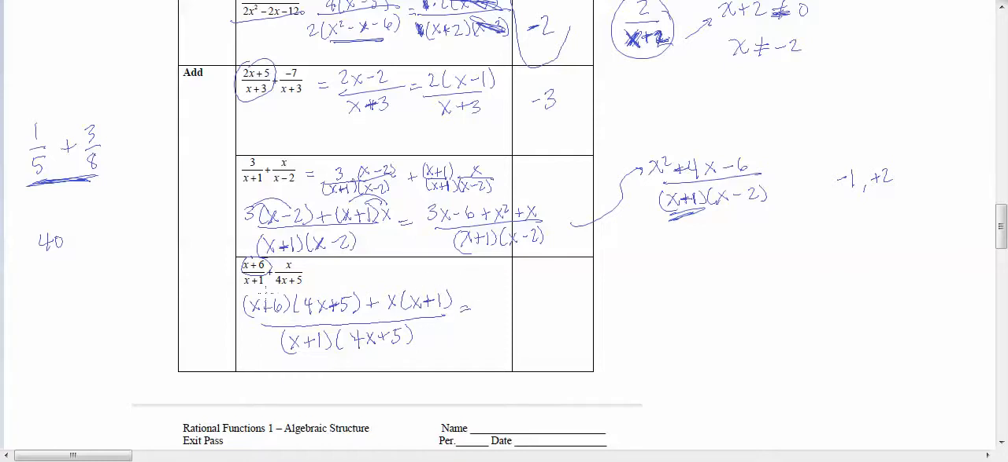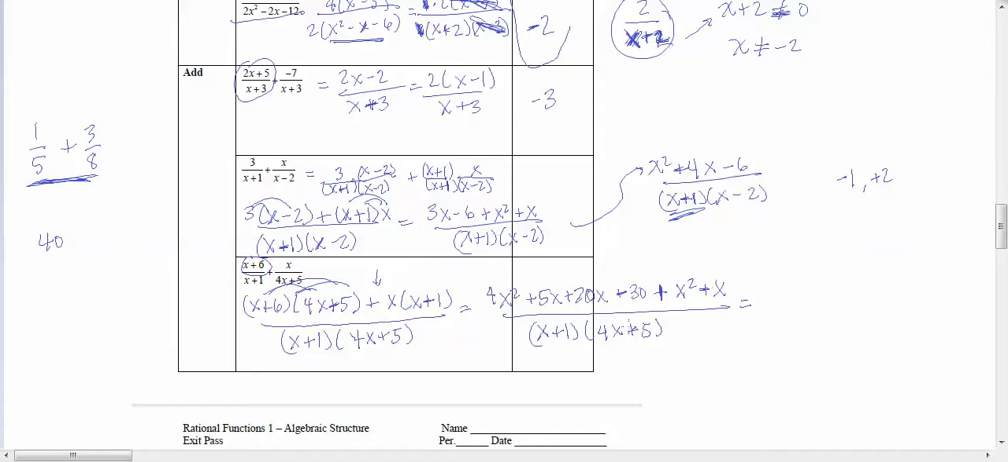Now I can distribute this out. So this would be FOILing the top, first, outer, inner, last. Doing that carefully, that would be 4x squared plus 5x plus 20x plus 30. Alright, so I did that first one. Now I'm going to put a plus sign, that would be this plus sign here. And then I'm going to make this an x squared plus x. I just distributed the top. And then I'm going to divide that whole thing by x plus 1 times 4x plus 5.